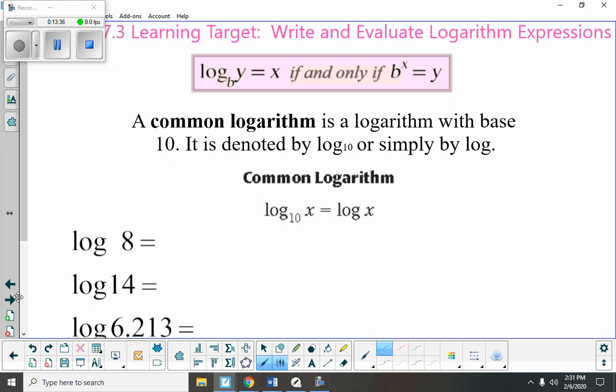Like I said earlier, the common logarithm is a logarithm with base 10. So log base 10 of x, since it's the most common, can be denoted as just log of x. This is what is programmed into your calculator when you use the log button. You can type in the log of 8 in your calculator: you just hit the log button and then 8, and you should get approximately 0.9. The log of 14, you hit the log button and then type 14, and you get approximately 1.15.